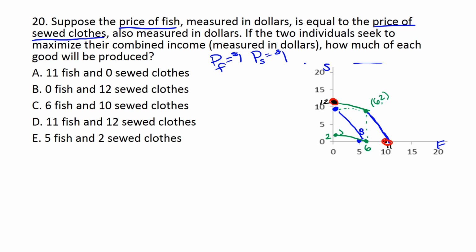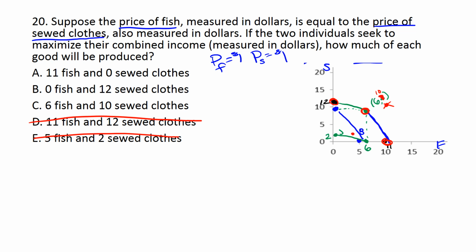The next is 6 fish and 10 sewed clothes. Oops, I made an error on the previous one. That should be 10. And so this point, that's also an option. The next one is 11 fish and 12 sewed clothes, which would be up from 11 and out about here. So we can't do that. So that's not an option. And then we have 5 fish and 2 sewed clothes, which would be about right here. So it's inside our production set, but we could get more fish or sewed clothes without having to give up any of the other. So that's not going to turn out to be the best option either. So our question is, between these 3 points, which one is going to be the best?